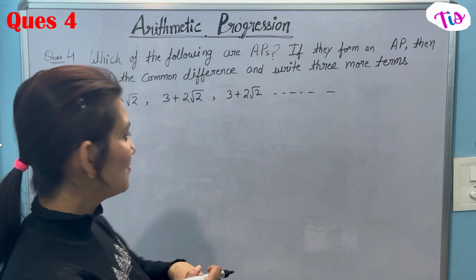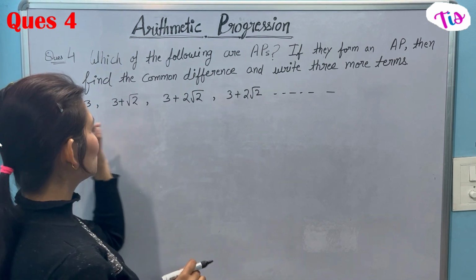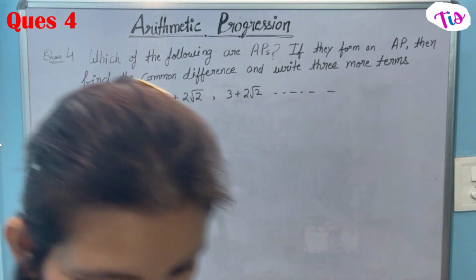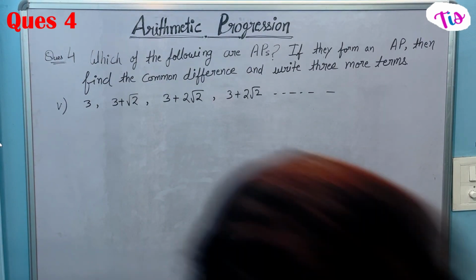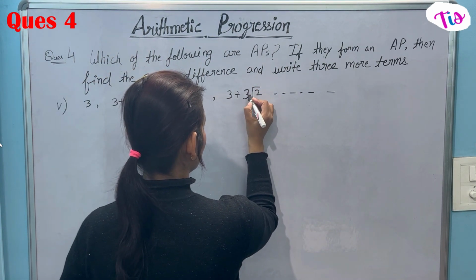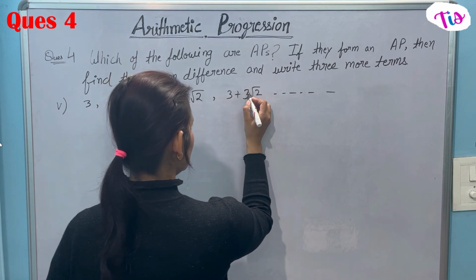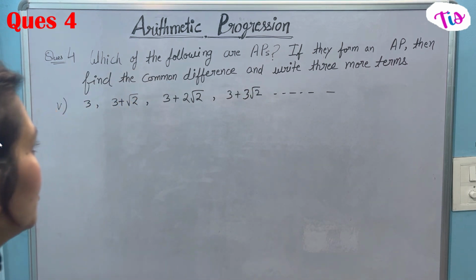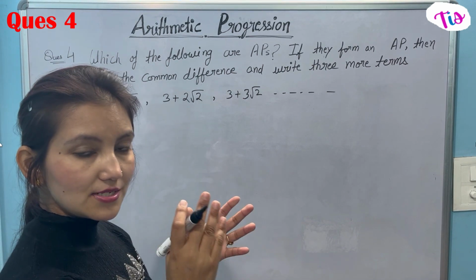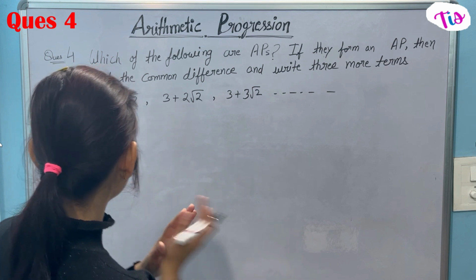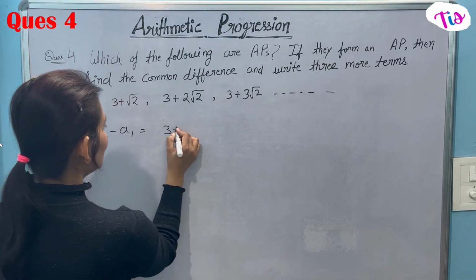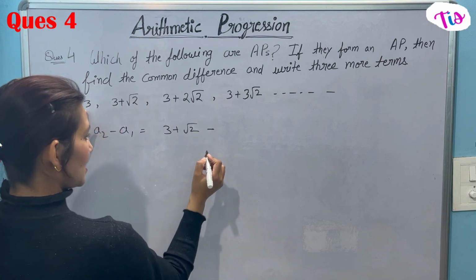Part 5, and the sequence here is 3 plus root 2, 3 plus 2 root 2, 3 plus 3 root 2. It was not 2 root 2, it was 3 root 2. So this is the sequence. Now you need to find out whether it's an AP or not. Let's find out the difference of 2 consecutive terms here also. A2 minus A1.